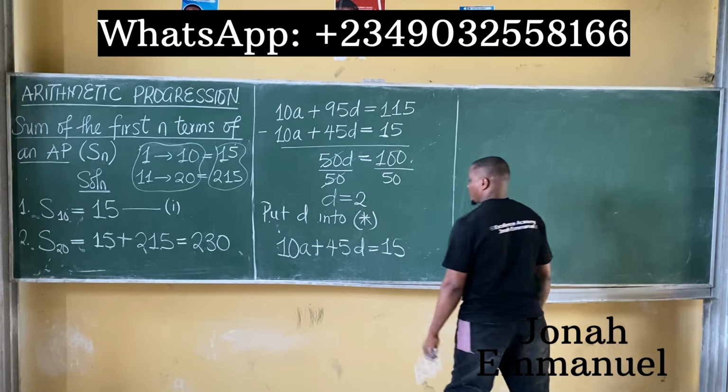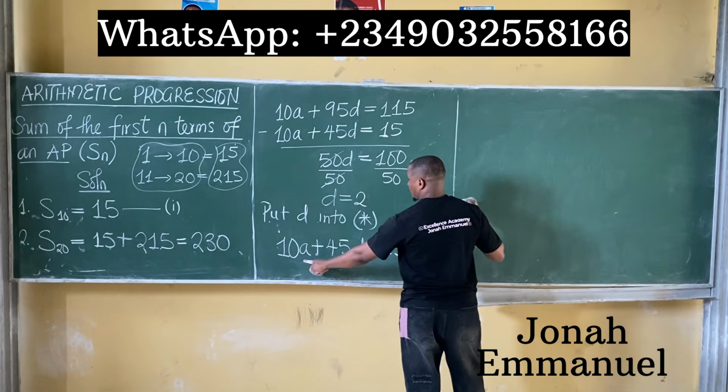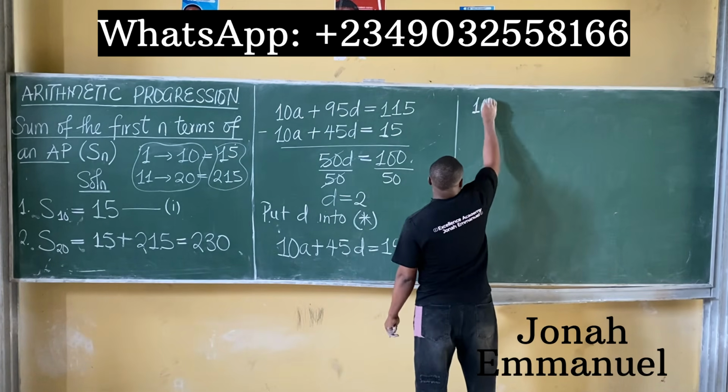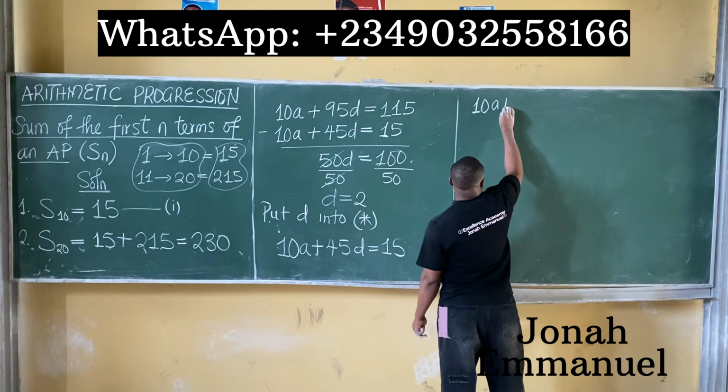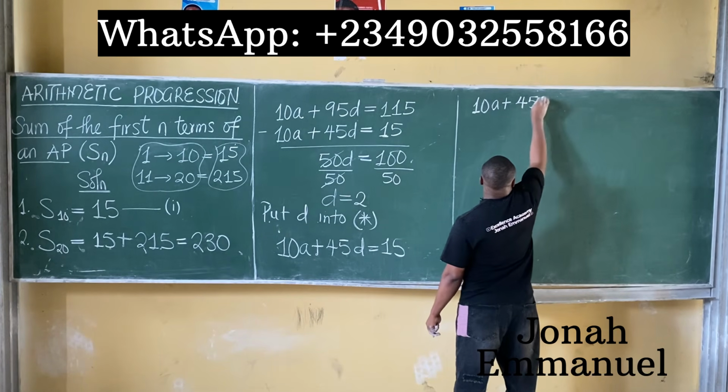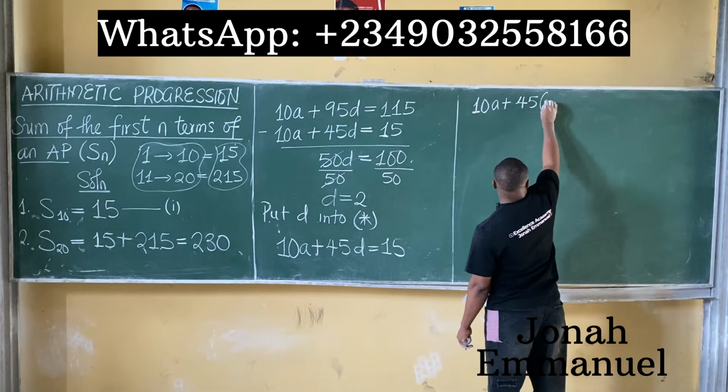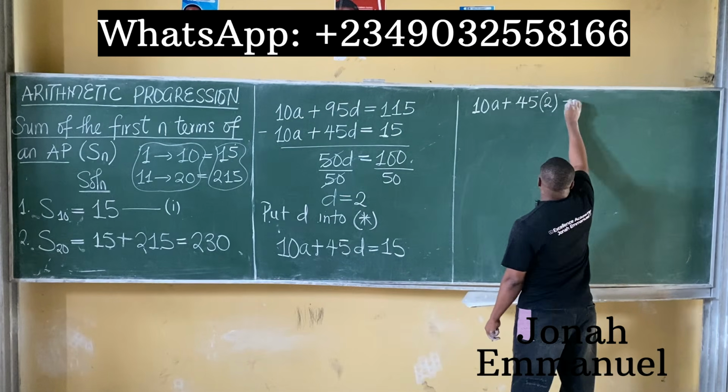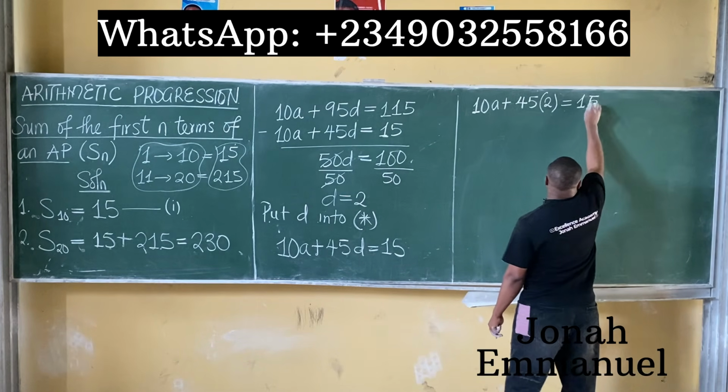All right, imputing values here. This is 10a plus 45 into d. What is d? d is 2. So into 2 is equal to what there? 15. So I have this.